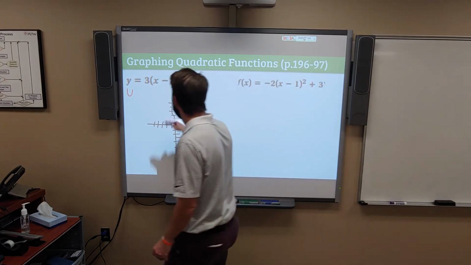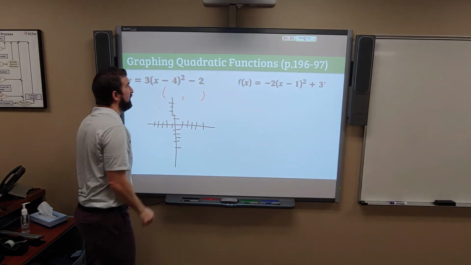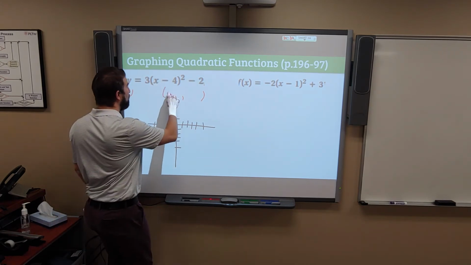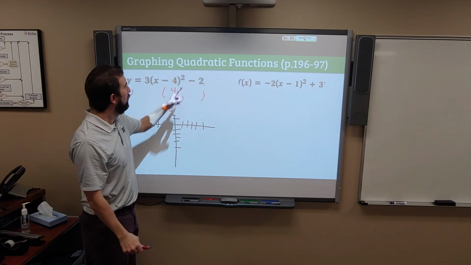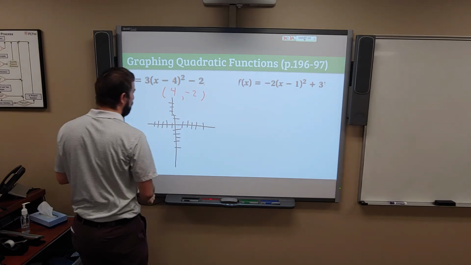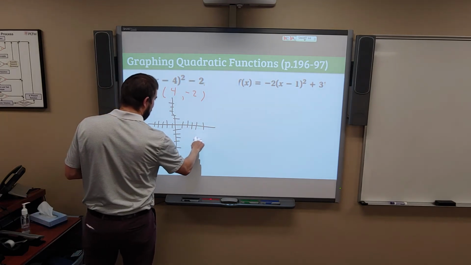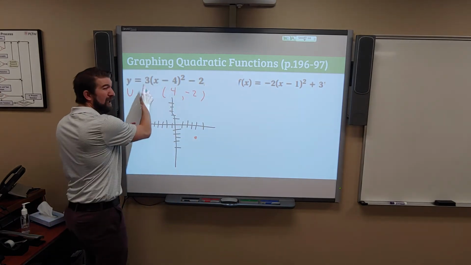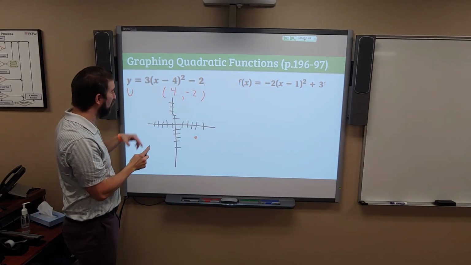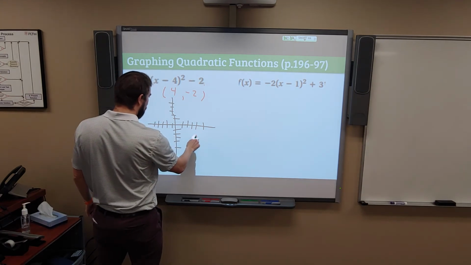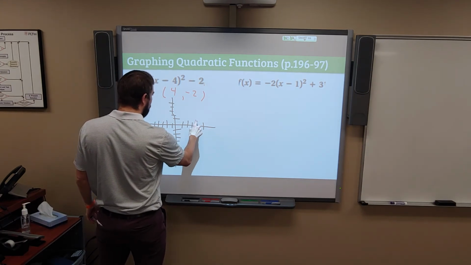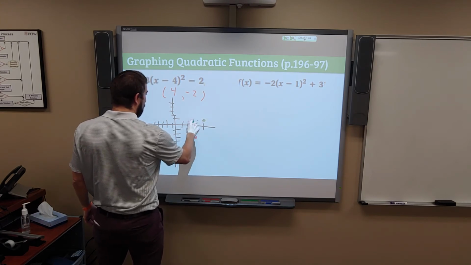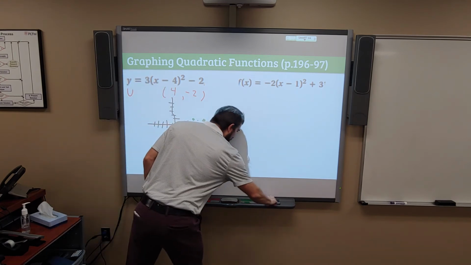Then I need to just find my vertex to graph this. The number that's inside the parentheses is a -4, so I drop the number, switch the sign. Over here, I just drop the number, and so I'm going to go to (4, -2) for my vertex. This is where it gets a little tricky. My kind of slope is at 3, so I'm actually going to go up 3. So I'm going to go 1, 2, 3, and then over 1, and then over 1 right here.